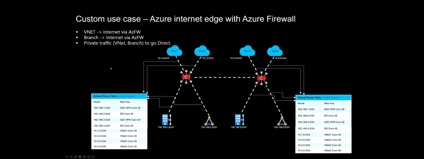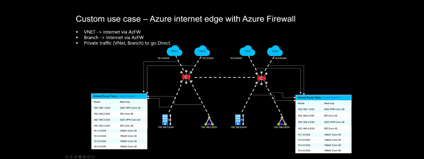Now, what if I want to add in something like an Azure firewall and control my internet edge, right? What if I want my VNets to go to the internet via the firewall instead of the Azure edge? What if I want my branch users to not go out the internet through maybe a local appliance? Maybe I want to standardize or centralize everything on an Azure firewall. So what would that look like?